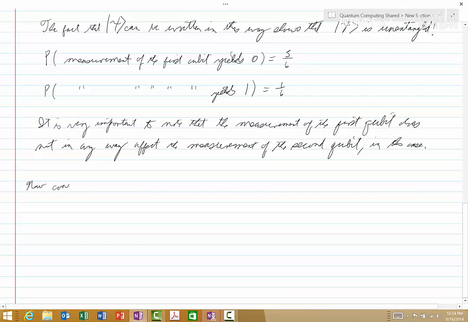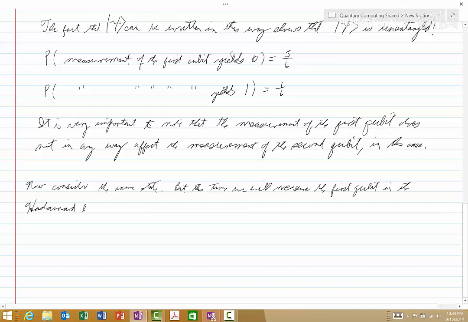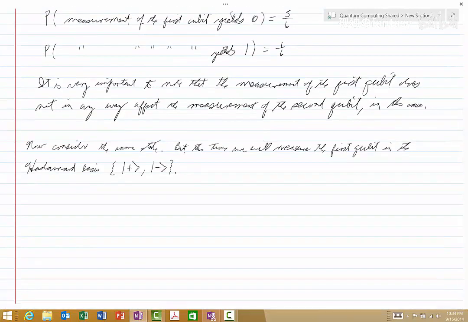Now consider the same state, but this time we will measure the first qubit in the Hadamard basis. Okay, so how would we do this?